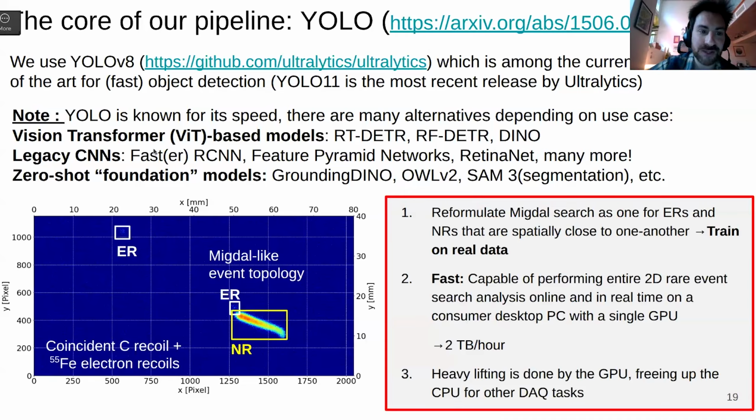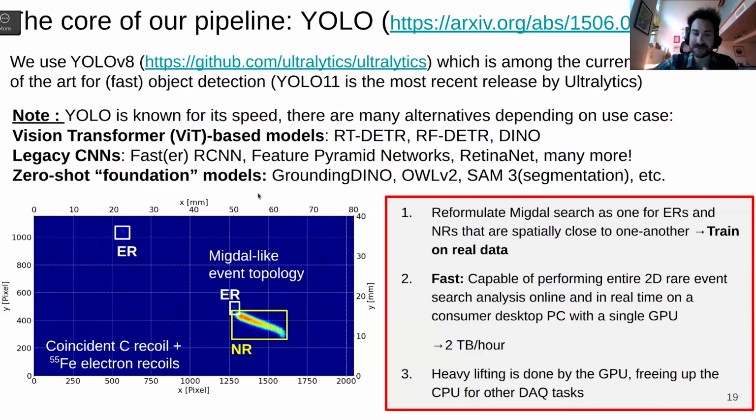But there's also legacy CNNs. So there's the RCNN families. There's feature pyramid networks, so on and so forth. There's also foundation models that are multimodal image-to-text models that you can give text inputs. And if there's an image of a cat, you can tell it to draw a box or to find the cat and it'll automatically be able to draw a bounding box around the cat.